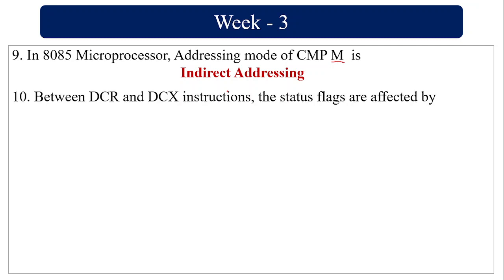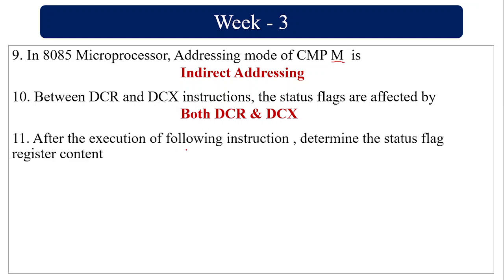So between DCR and DCX instruction, DCR decrements the particular register, DCX decrements the register pair. The status flags are affected by both DCR as well as DCX. Except the carry flag, all other flags will get affected.